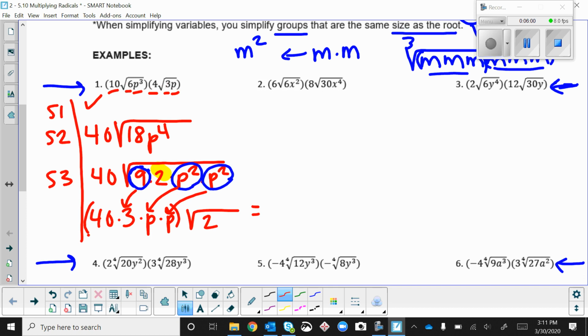So now I just multiply these things together. 40 times 3 is 120, and then p times p is pp.